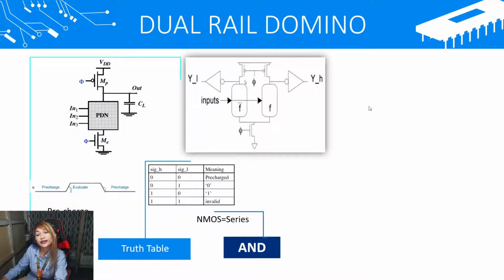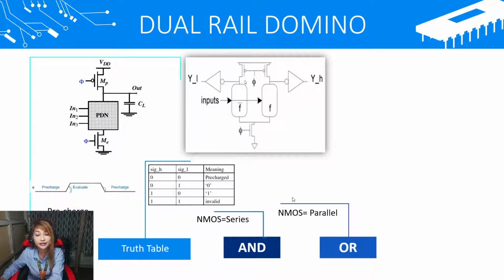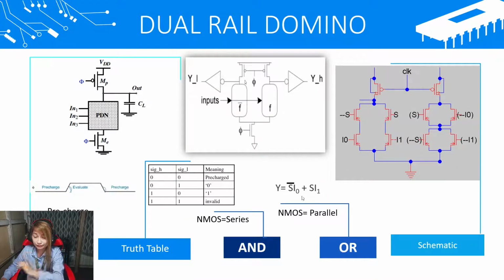For the construction of the circuit, for ANDing, the NMOS must be in series, and the NMOS must be in parallel when ORing. Again, from our Boolean expression, S bar I sub 0 plus S I sub 1. So this is the constructed circuit and this is the complemented circuit. NMOS is in series when they are ANDed.